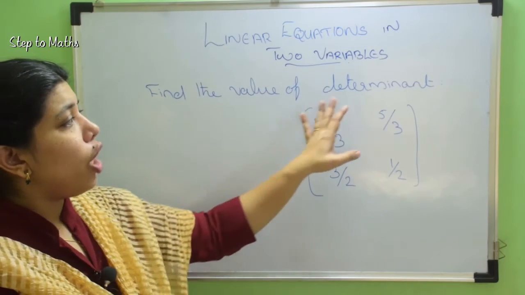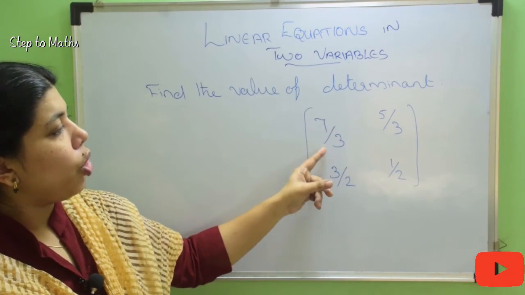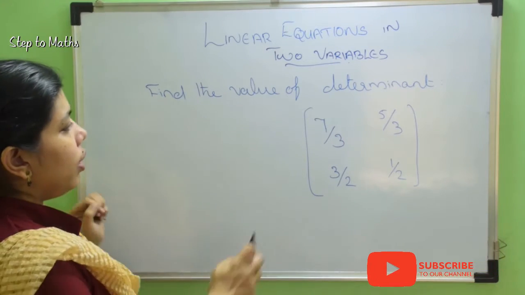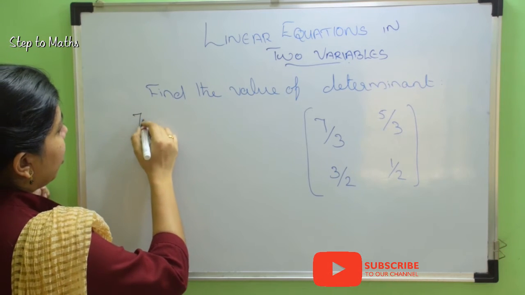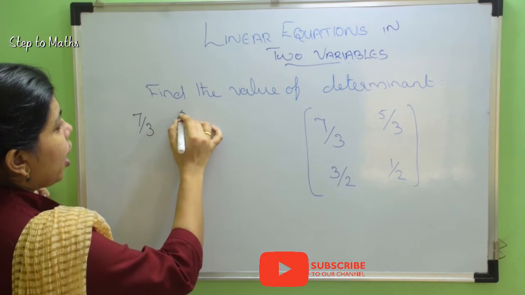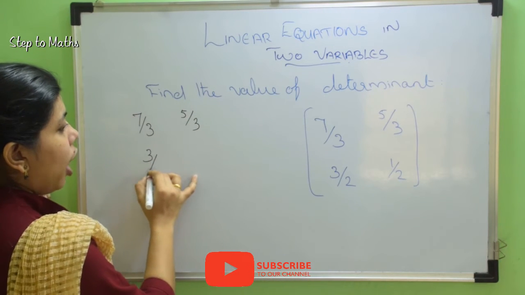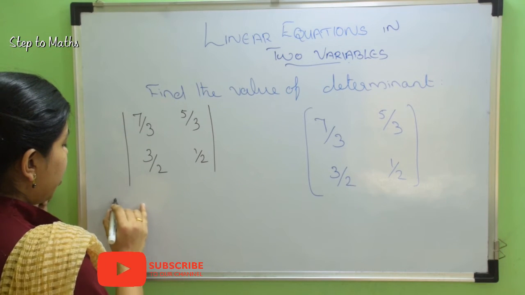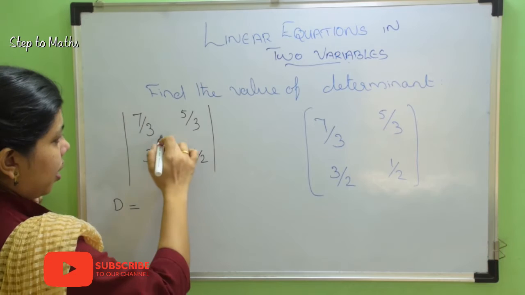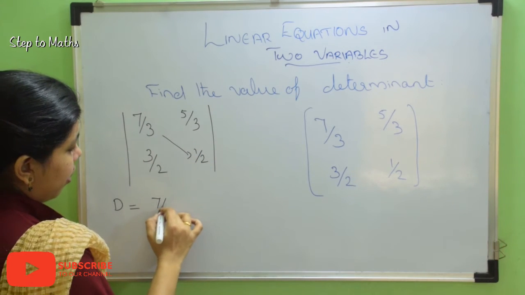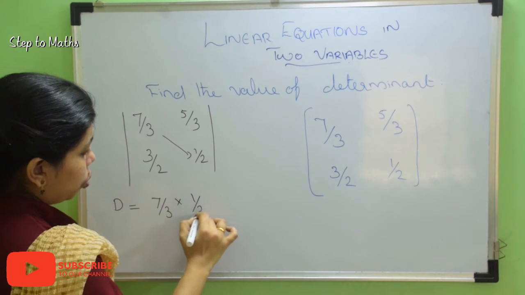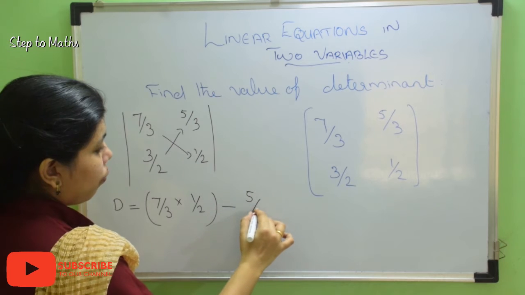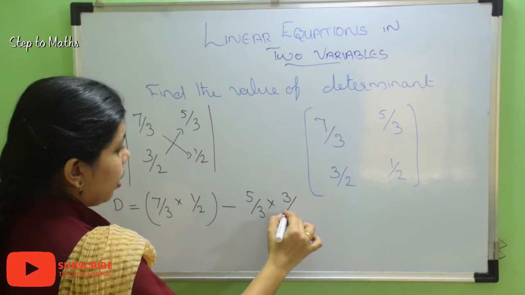Next question. Find the value of determinant 7 upon 3, 5 upon 3, 3 upon 2 and 1 upon 2. We know how to find the value of determinant. The value of determinant D is equal to 7 upon 3 into 1 upon 2 minus 5 upon 3 into 3 upon 2.